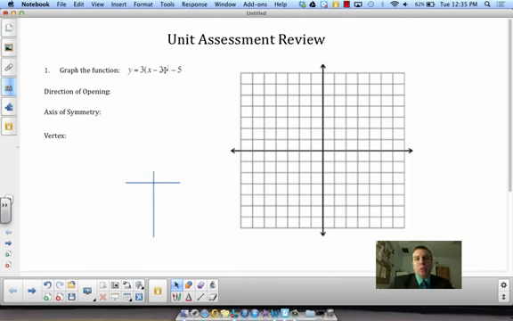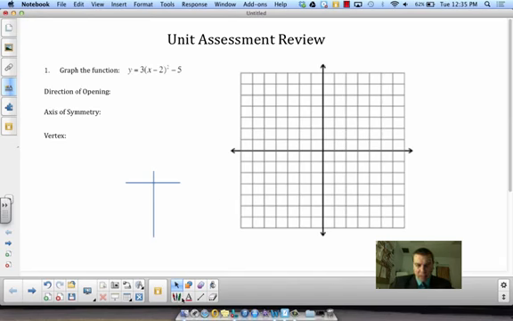So let's take a look at number one of the assessment review. A couple different things that we should talk about here. So it just says to graph this particular function. The form that this function is in, you've got to be able to recognize just by looking at this that this is in vertex form, which means I should be able to come up with the axis of symmetry and the vertex without doing any work really.